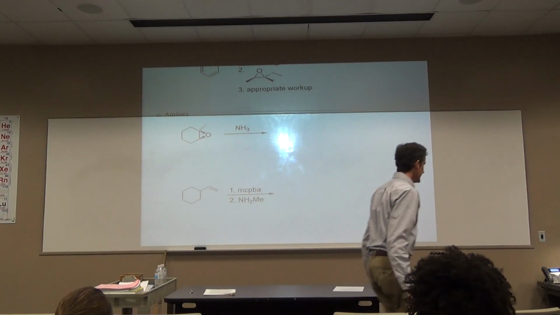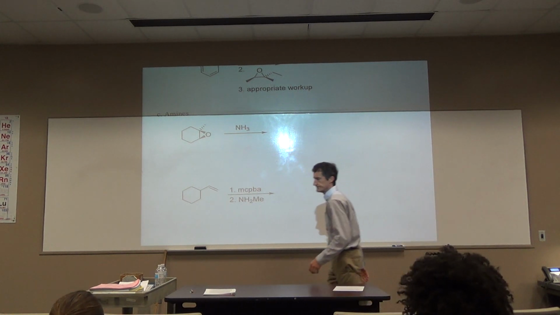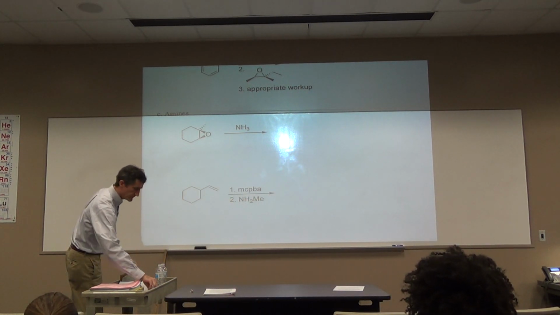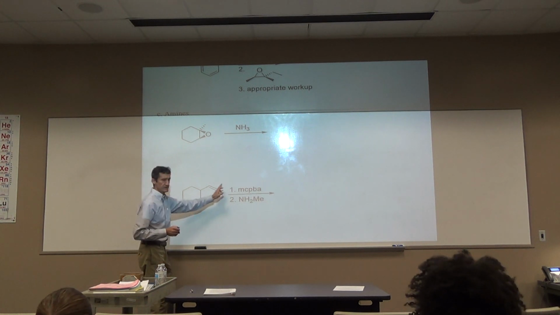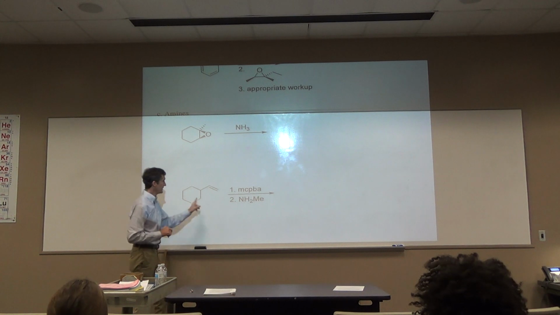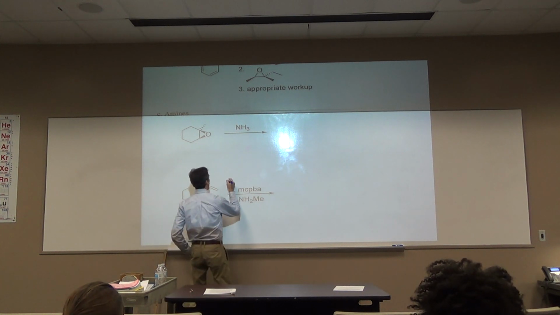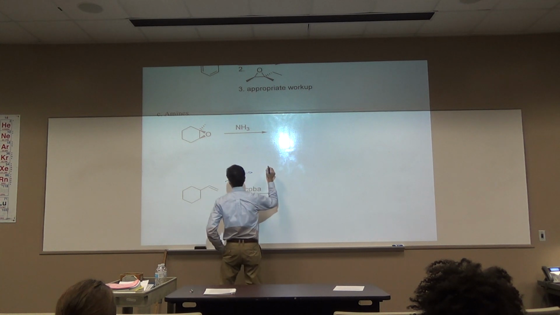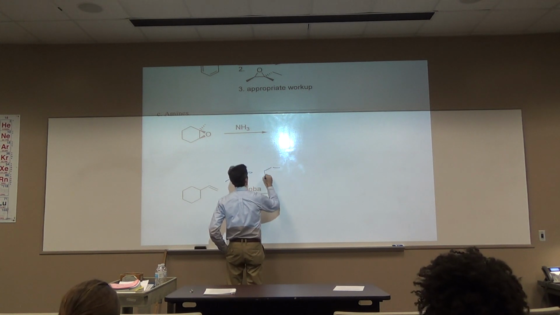Alkene, MCPBA. Converts the alkene to what? Epoxide, yeah, and then the epoxide. So after step one, we have the epoxide.